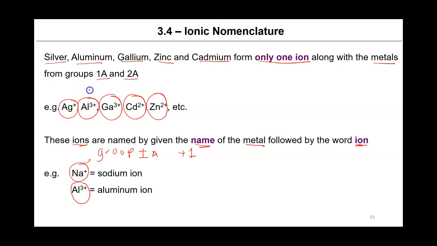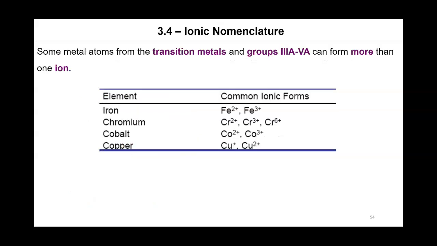Aluminum, as we pointed out previously, always forms a 3+ ion, so again we just take the word aluminum and add the word ion to the end. So that's pretty easy. But what about those variable charged ions?